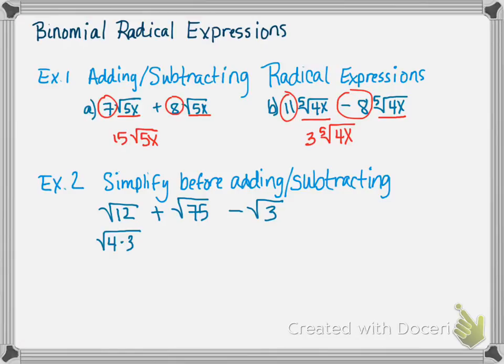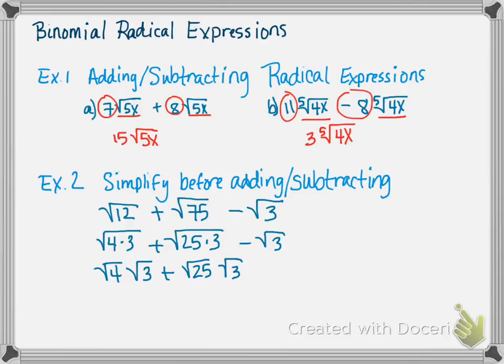So 12 can be rewritten as 4 times 3. 4 is the largest perfect square factor of 12. The largest perfect square factor of 75 is 25, so we can rewrite that as the square root of 25 times 3. And 3 doesn't have any perfect square factors, so we leave it just as it is, the square root of 3. Okay, so the first set we can rewrite as the square root of 4 times the square root of 3 plus the square root of 25 times the square root of 3 minus the square root of 3.